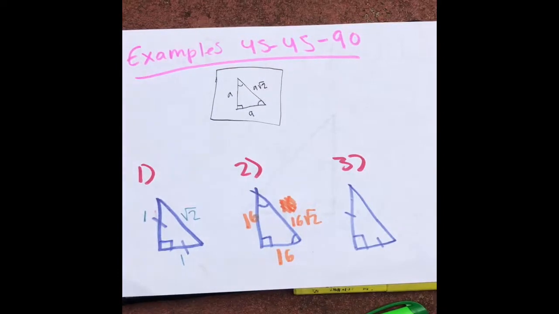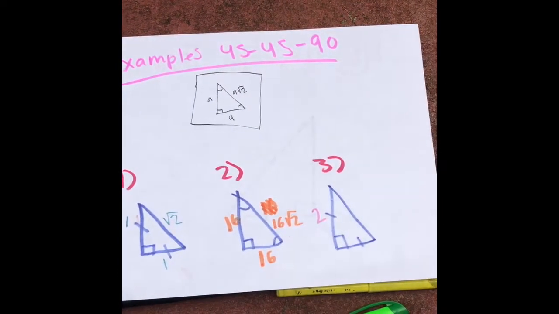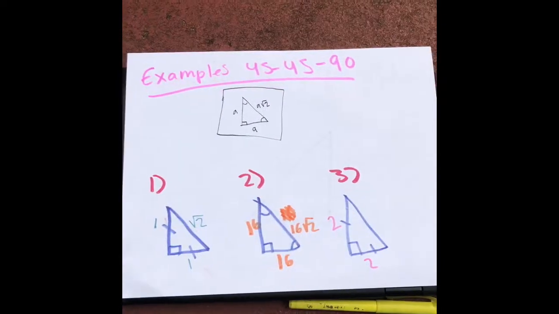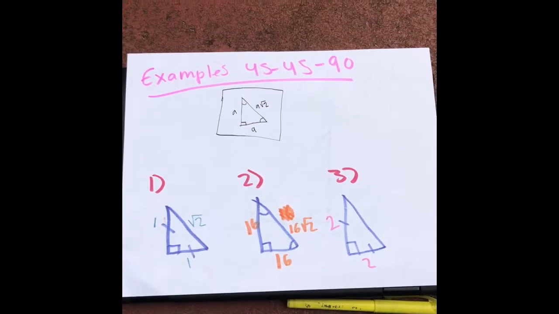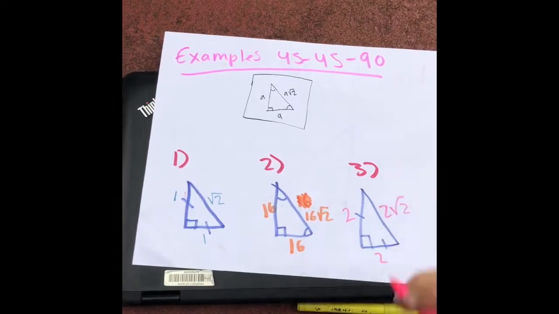I want you to try this one. If this leg is 2, try and think what the other leg would be. You guessed it, it is 2. And now we can find the hypotenuse, which would be 2 times the square root of 2.